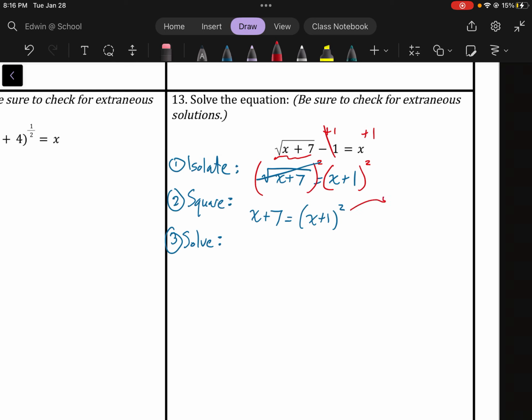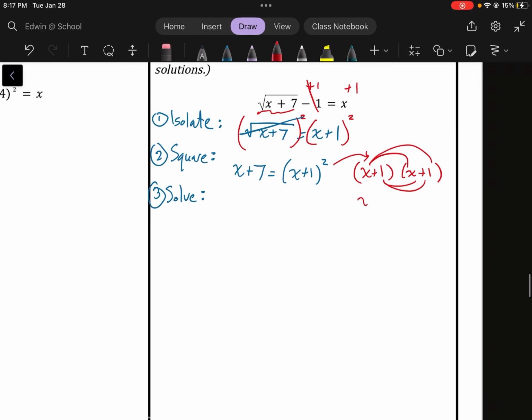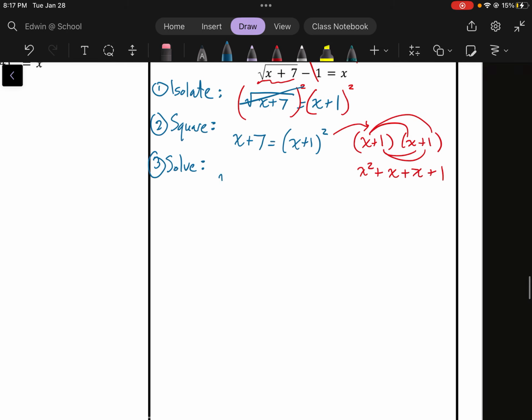And it's important to note that this x plus 1 actually needs to be split up like this. X plus 1 squared is the same thing as x plus 1 times x plus 1. And the way we do that is we FOIL it out so that we can expand it to a form that we understand. So x times x is x squared, x times 1 is x, 1 times x is x, 1 times 1 is 1. So all of this to say is we have x plus 7, that didn't change. But the x plus 1 squared is rewritten as x squared plus 2x plus 1.